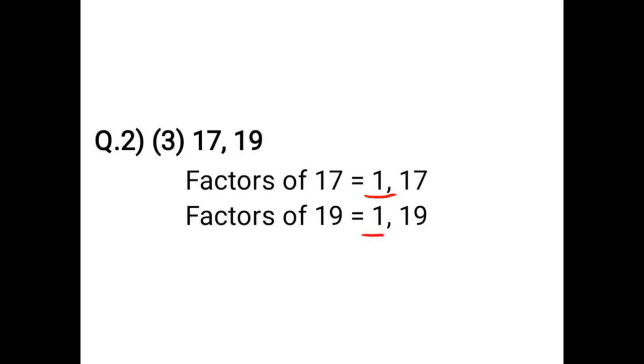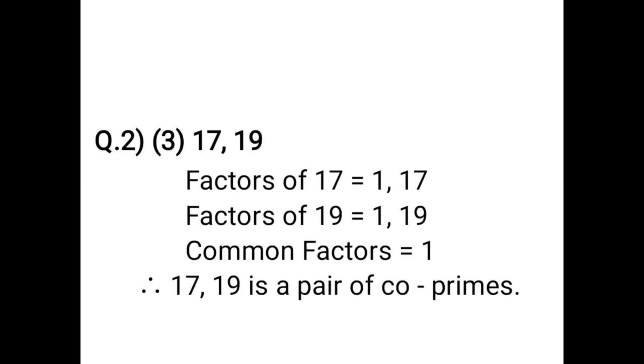Here there is one common factor. If there is only one common factor, and that is number 1, these numbers are co-primes. So write common factors first. Common factors is equal to 1. Therefore 17, 19 is a pair of co-primes.